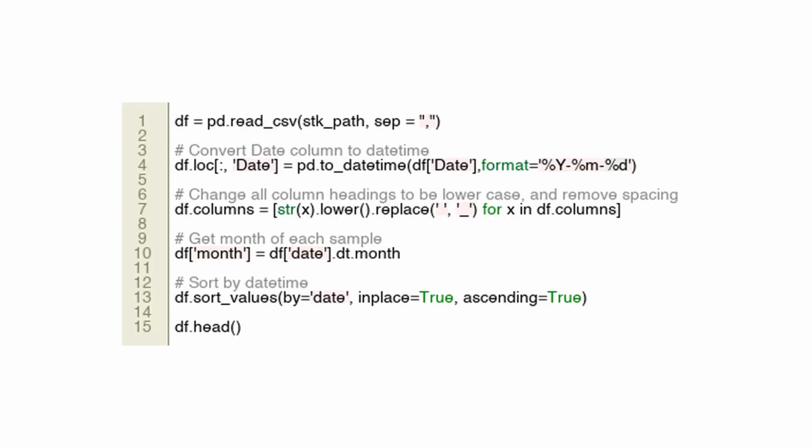This code reads a CSV file from the path provided and stores it as a data frame in the variable df. It then converts the date column to a datetime type. Next, it converts all the column headings to lowercase and removes any spaces. It adds a new column called month, which represents the month of each sample. The data frame is then sorted by datetime in ascending order. Finally, the first few rows of the data frame are displayed. Overall, this code is performing data cleaning and preparation steps to make the data more organized and easier to analyze.